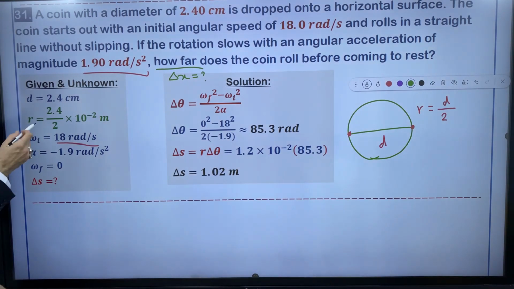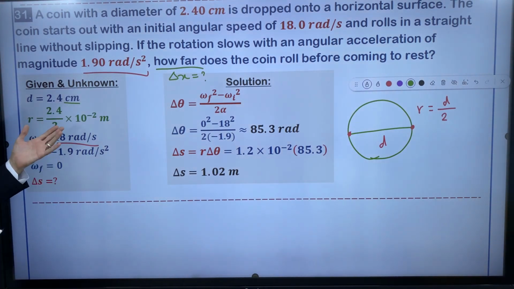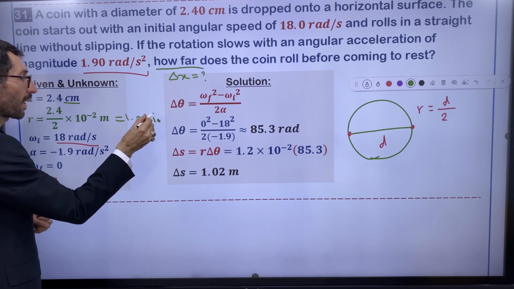So firstly, I want you to convert diameter into meters. How do you convert it? Diameter divided by 2 becomes radius, right? But because the radius is in centimeter, it's not allowed in SI. You have to multiply it by 10 to the power negative 2 meters, or divide it by 100, as you like. It takes 2 steps. Firstly, divide the number by 2. It becomes 1.2 multiplied by 10 to the power negative 2 meter.